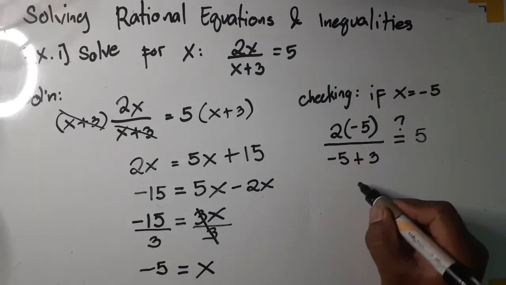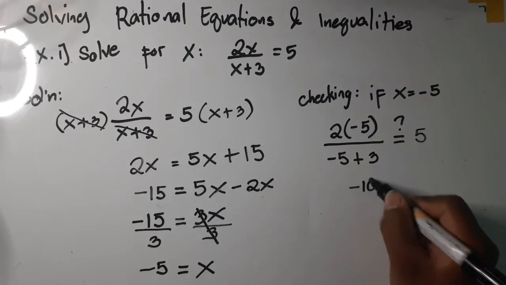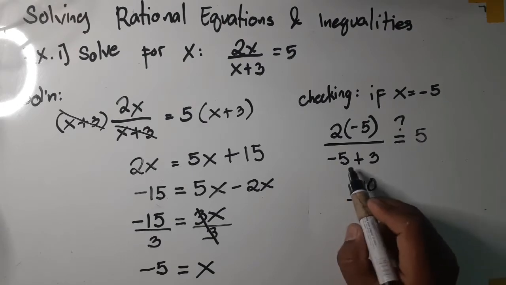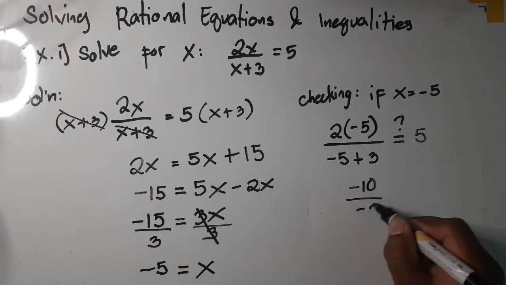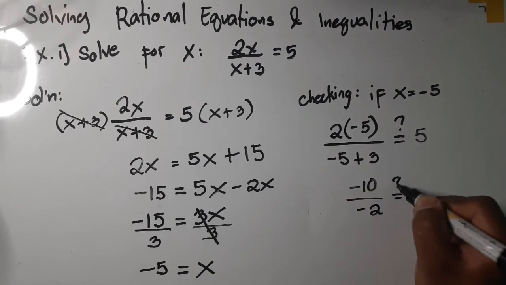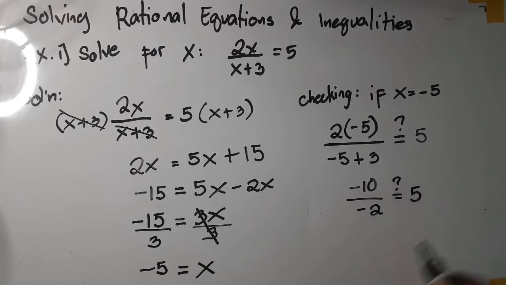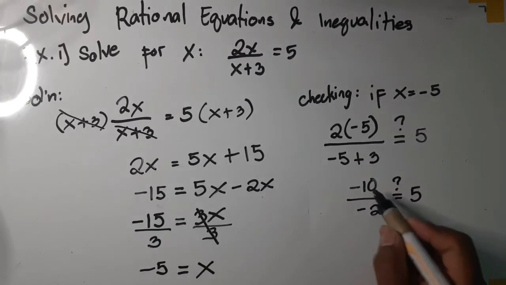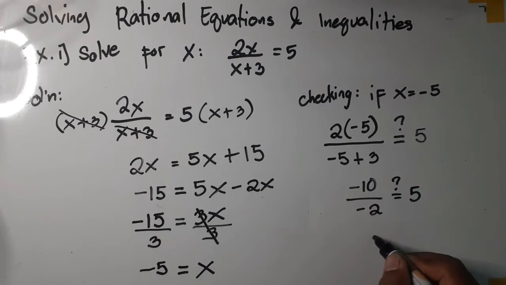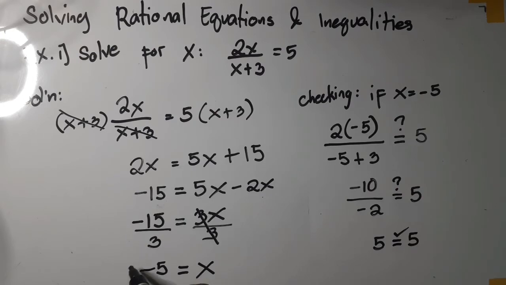Multiply: 2 times negative 5 is negative 10. Negative 5 plus 3 is negative 2. Is it equal to 5? Negative 10 divided by negative 2 is, that's right, 5. And 5 equals 5. Therefore, your answer, negative 5, is the correct answer.